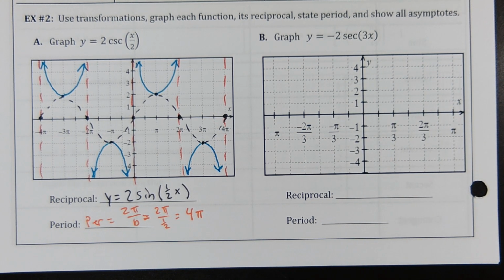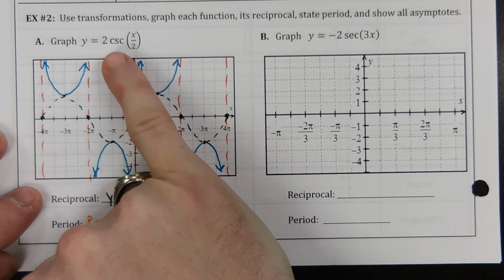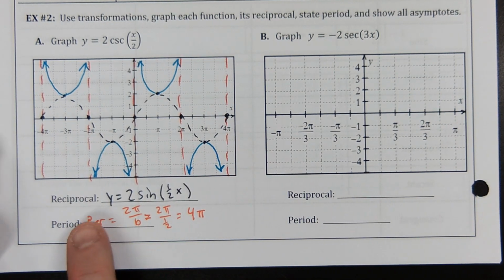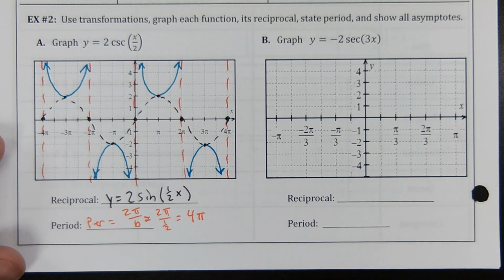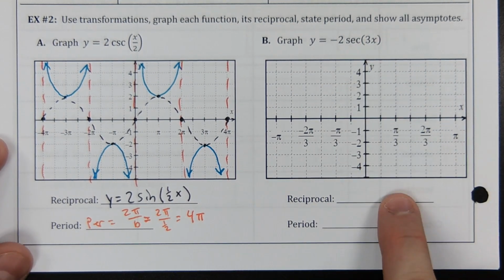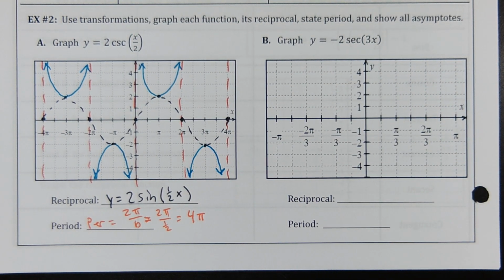What do you think? Can you guys do that? I felt like you were pretty good at graphing sine and cosine. That means you should be pretty good at graphing secant and cosecant. Yes, ma'am. So for the reciprocal, when you rewrite it, you just switch out the cosecant for sine. Just switch the trig type. So the reciprocal of cosecant would be sine, and the reciprocal of secant will be cosine.